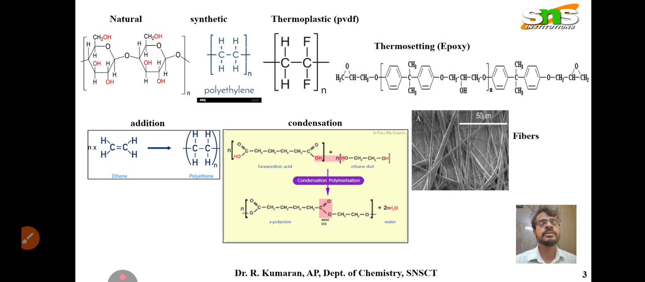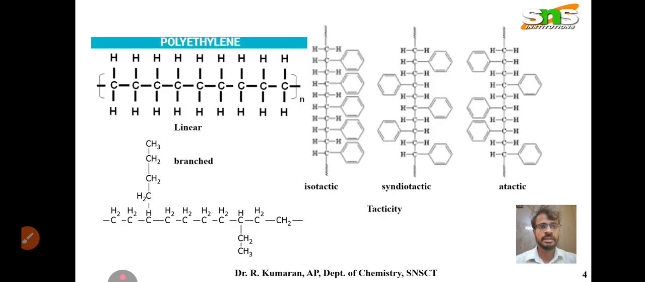And one of the main properties is fiber type. We have seen some images of fiber type polymers here. So these are some of the classifications of polymers. And polyethylene is an example of a linear polymer chain. Another one is branched, which we can also view in this slide.